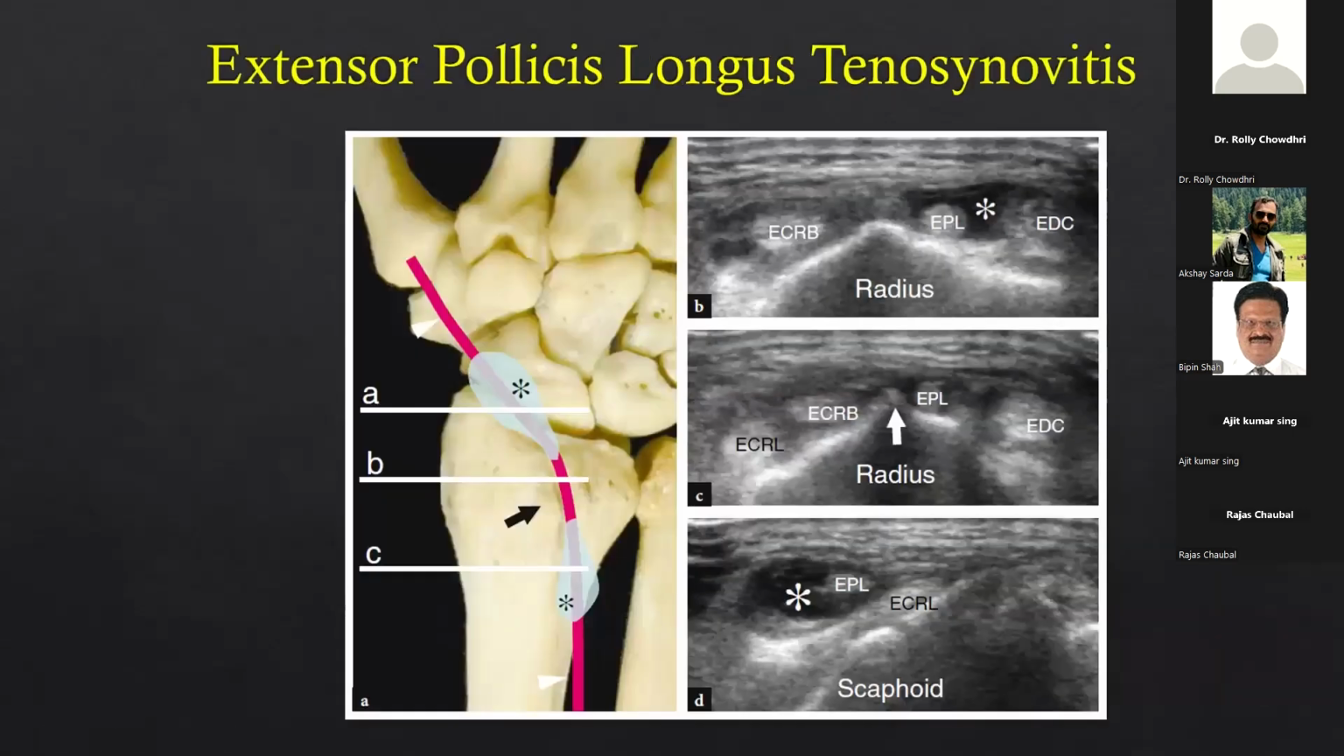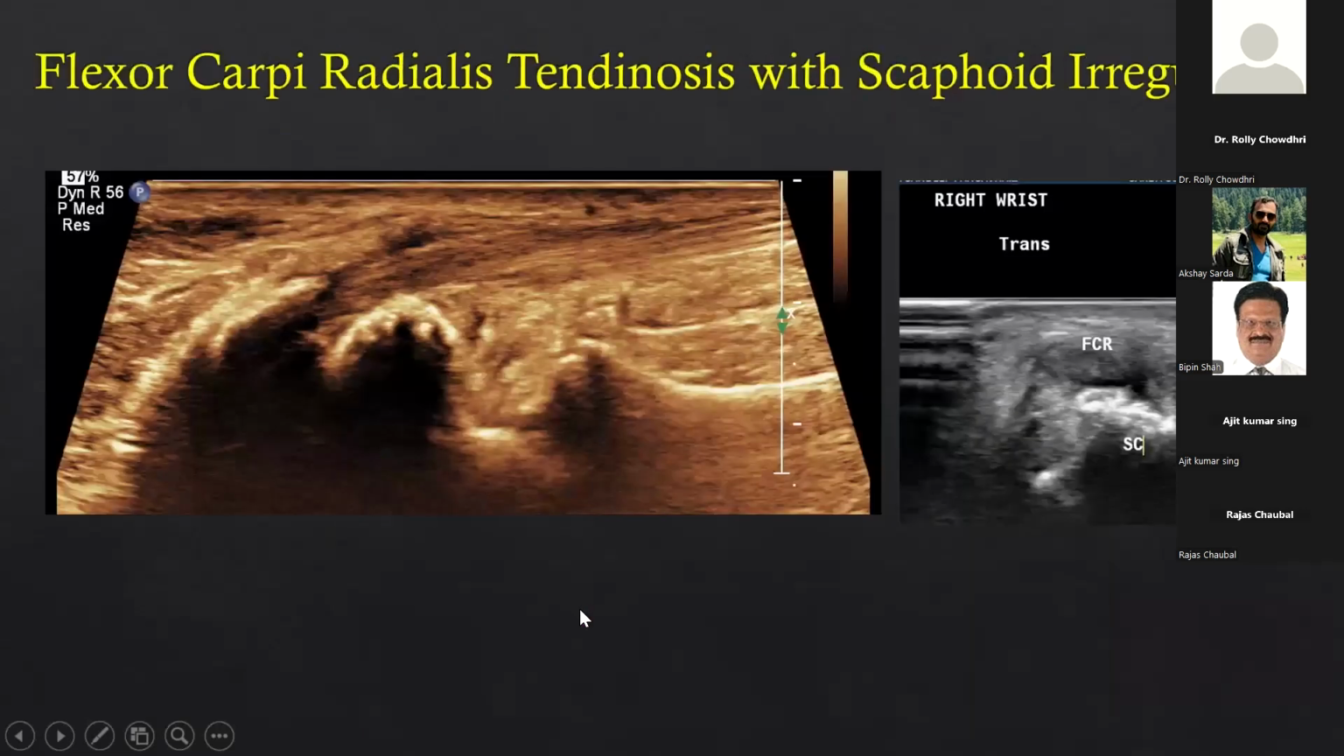So you can have a tear of extensor pollicis longus, or you can have tenosynovitis of the extensor pollicis longus tendon on the radial side. Now, typically, when we have this tenosynovitis of EPL, the fluid accumulation is very particular because there is a narrow sheath at the level of Lister's tubercle. We don't see fluid at this level.